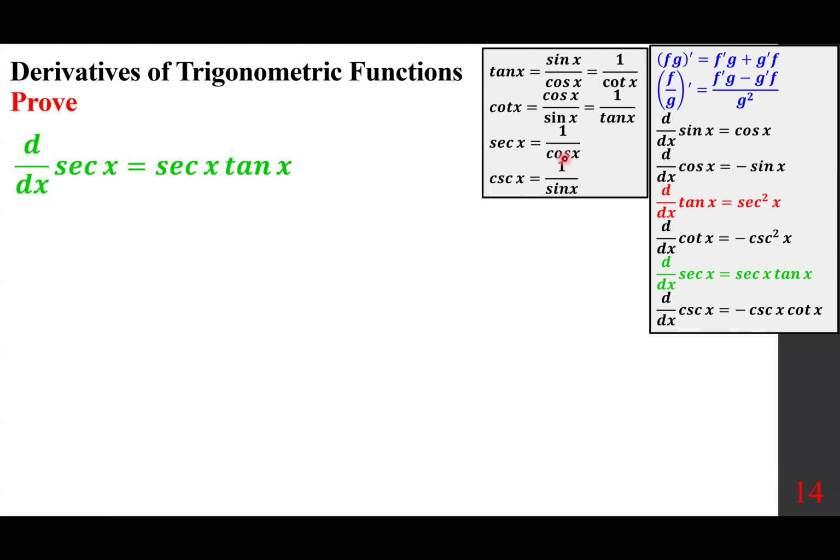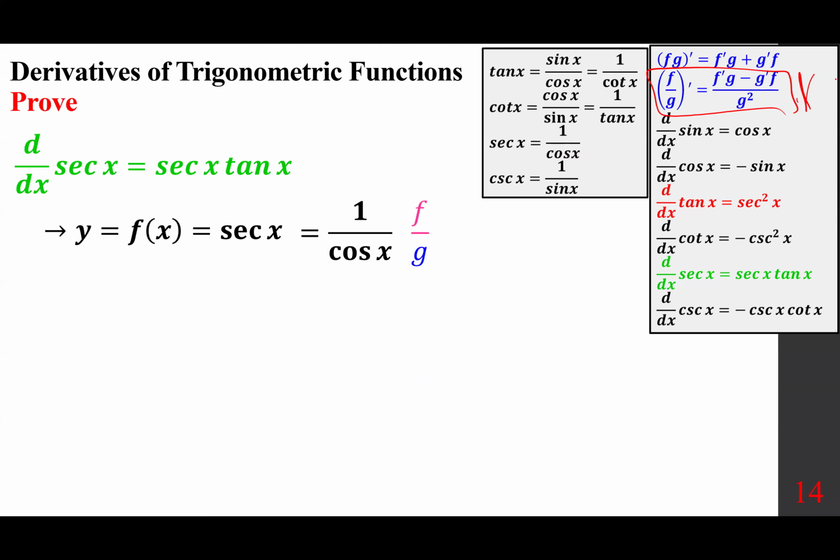So having said that, we are going to deal with secant x, and so we let y or f of x be secant x, and we choose it, of course, in this format, 1 over cosine, because we know how to deal with cosine. And we notice that this is also f over g, and we have to use the quotient rule: f prime g minus g prime f over g squared.